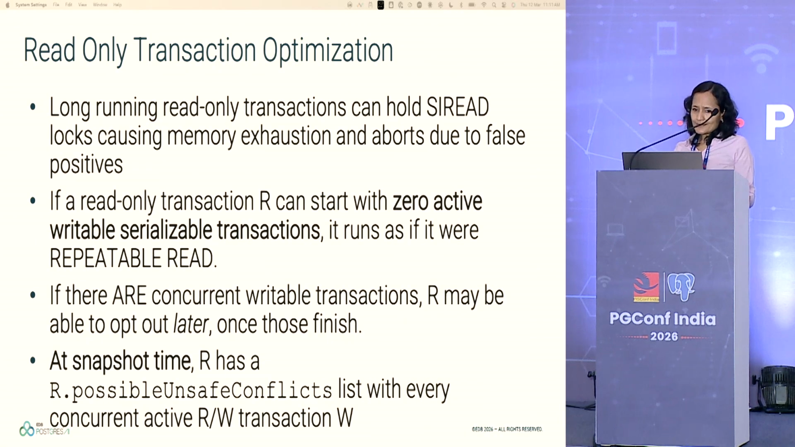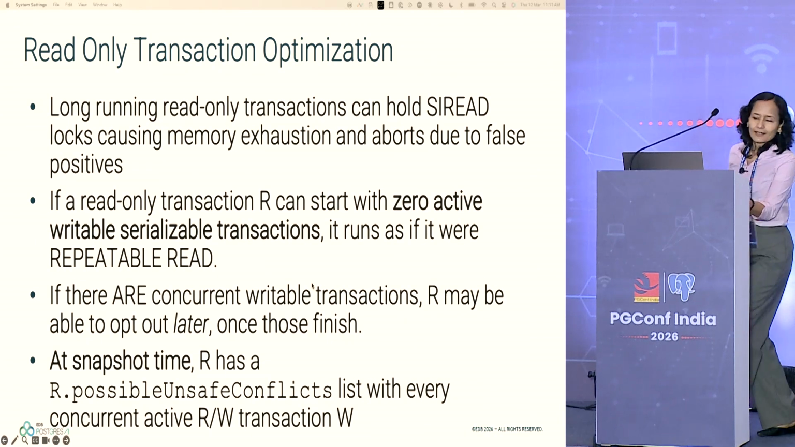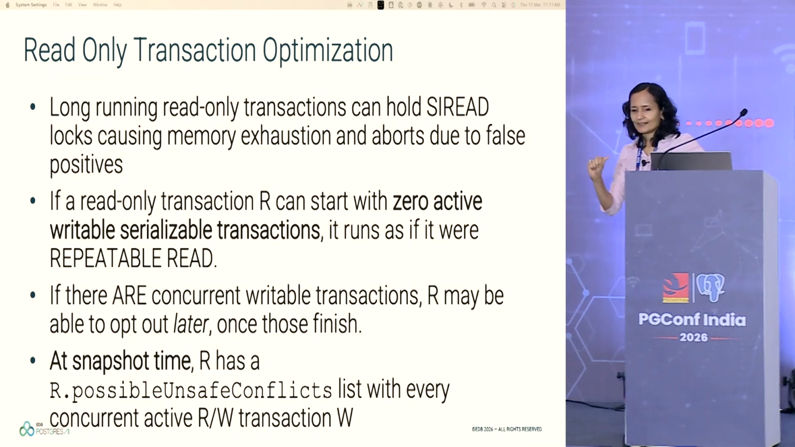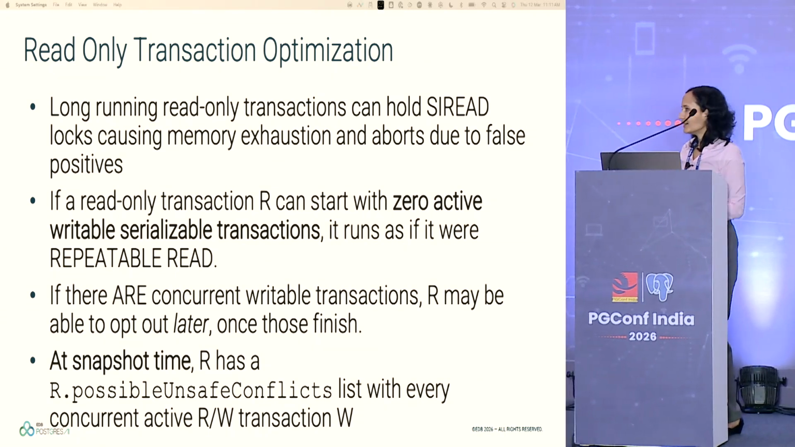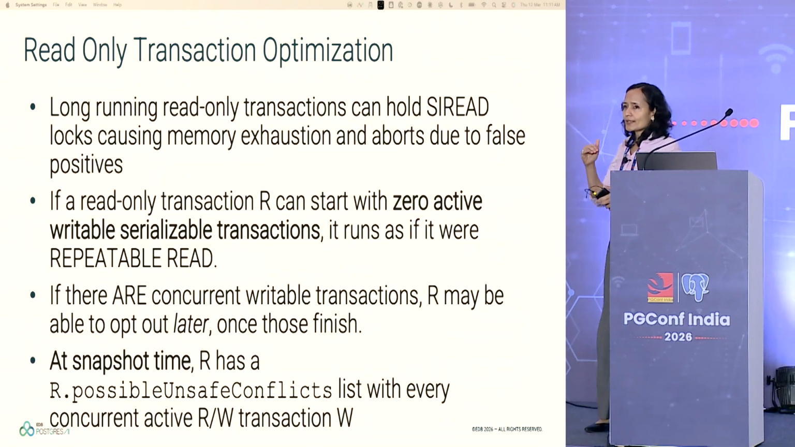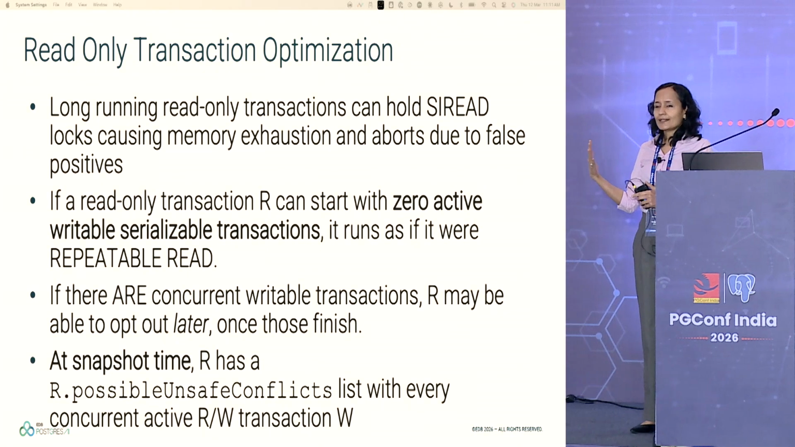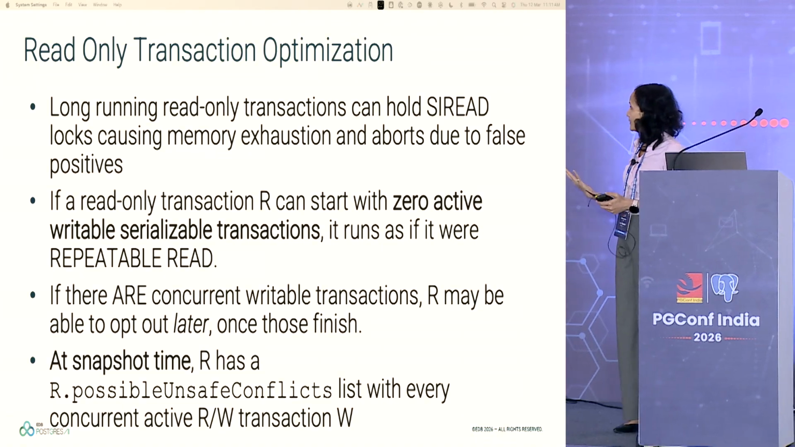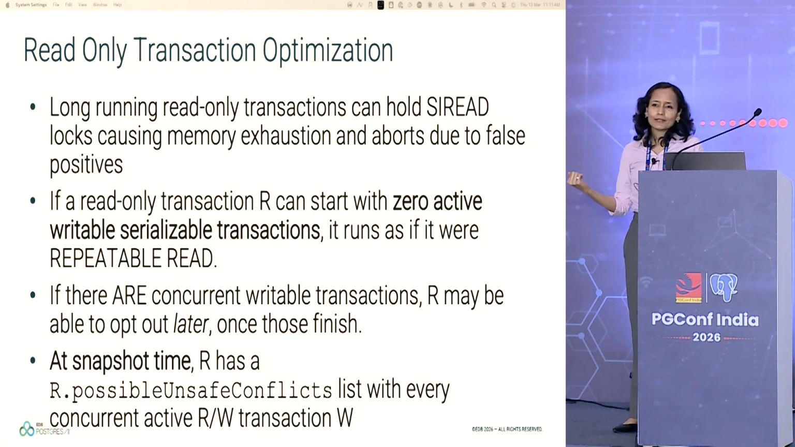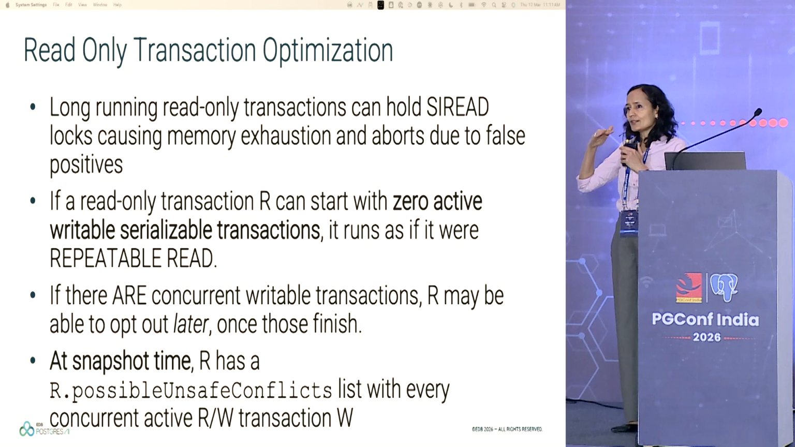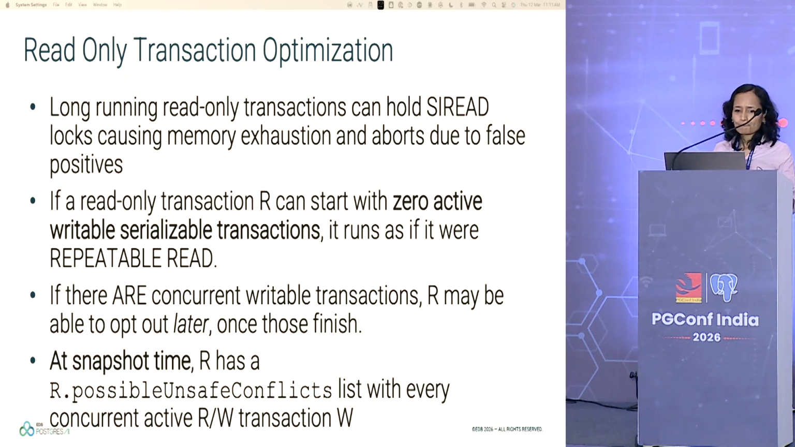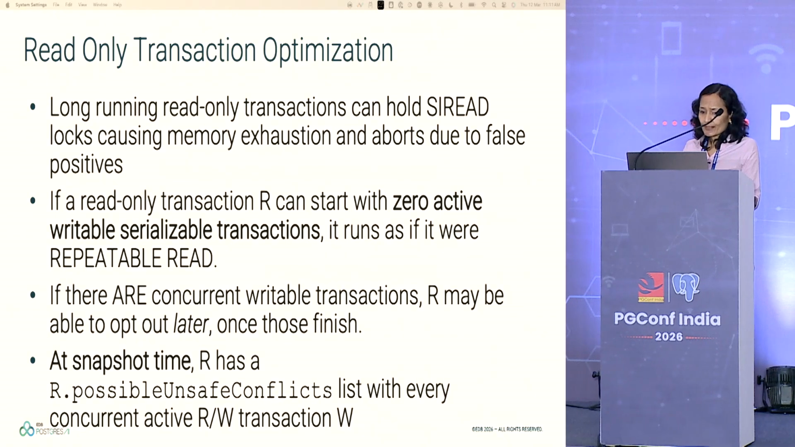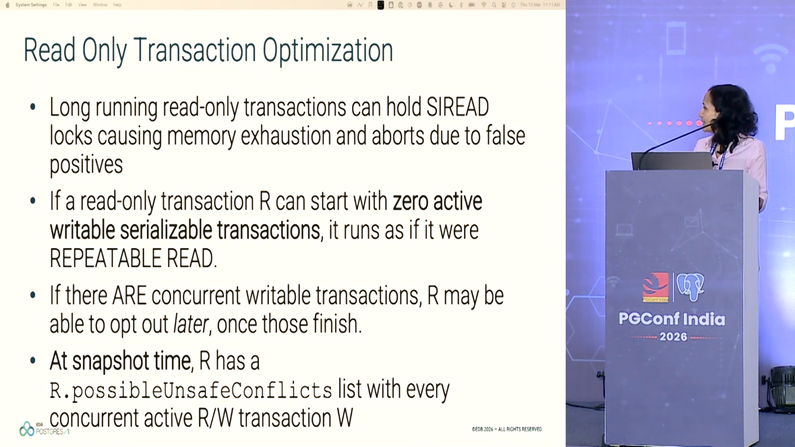Now read-only transaction optimization. You can have long read-only transactions, and they can keep accumulating a lot of SI read locks, and you can run out of space. So if we know that there was nothing concurrent with a read-only transaction, the read-only transaction can execute with snapshot isolation. But if there are concurrent transactions which are writable, then the read-only transaction has to track them if there is a potential conflict later.